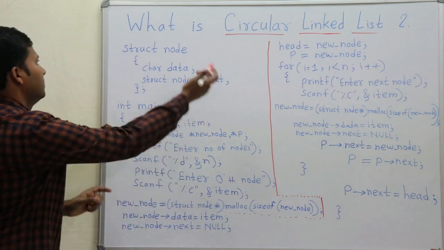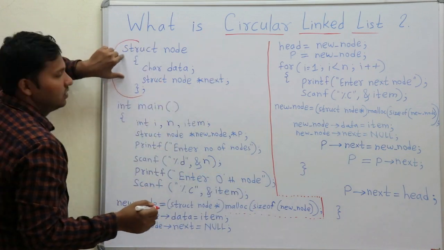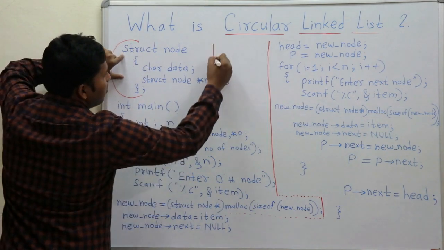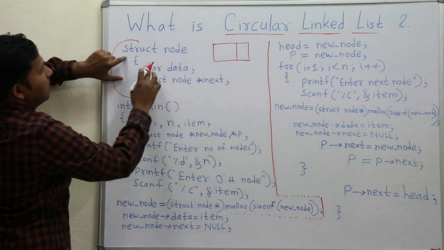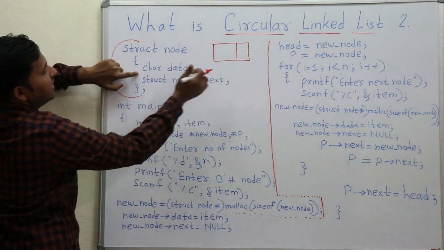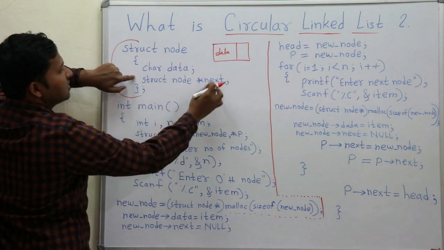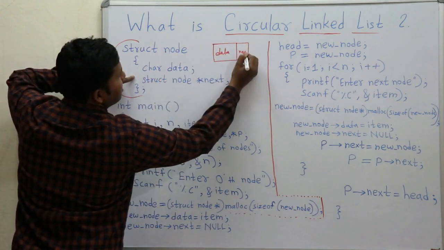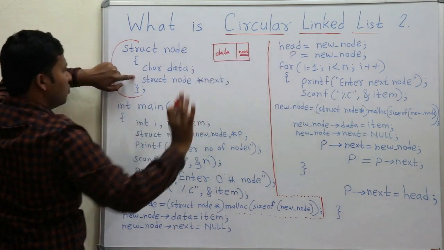Okay, so this is the structure for the node. As you know, the structure of the node is this. See, struct node has character data. So data is here, and struct node star next. So the next pointer is the address of the next node.